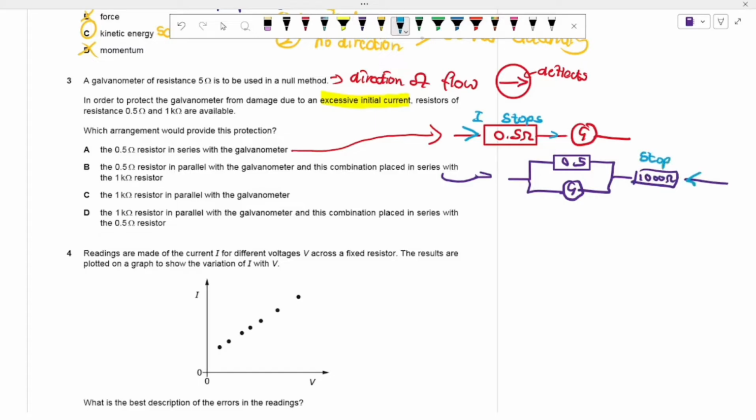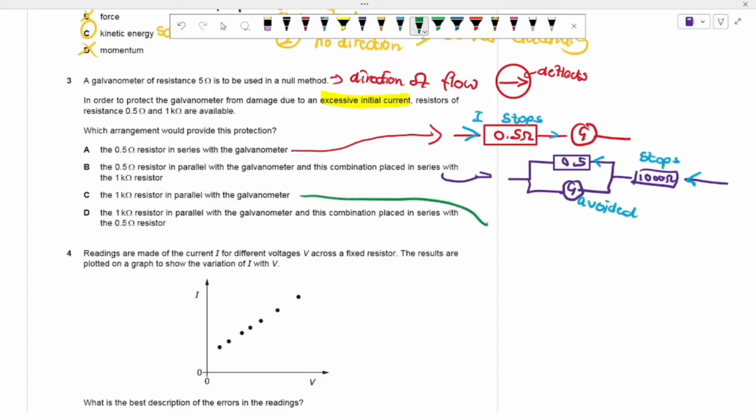Then if you arrive here, current sort of likes the path with least resistance. And if you look at this circuit, this is sort of the path with the least resistance. So it's going to favor this path. So you sort of avoided a lot of current from reaching the galvanometer. So this could work.